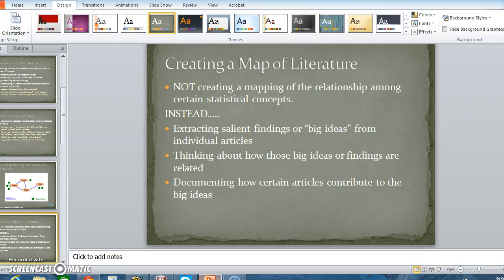And so what you need to do is think about, one, pulling out information that's going to be relevant for your own literature review and the research topic that you're looking at, and also how those big ideas or findings are related to each other, which is what a concept map will help you with. And you also need to consider how documenting certain articles contribute to those big ideas. So again, is this article an article that is matching my research topic?